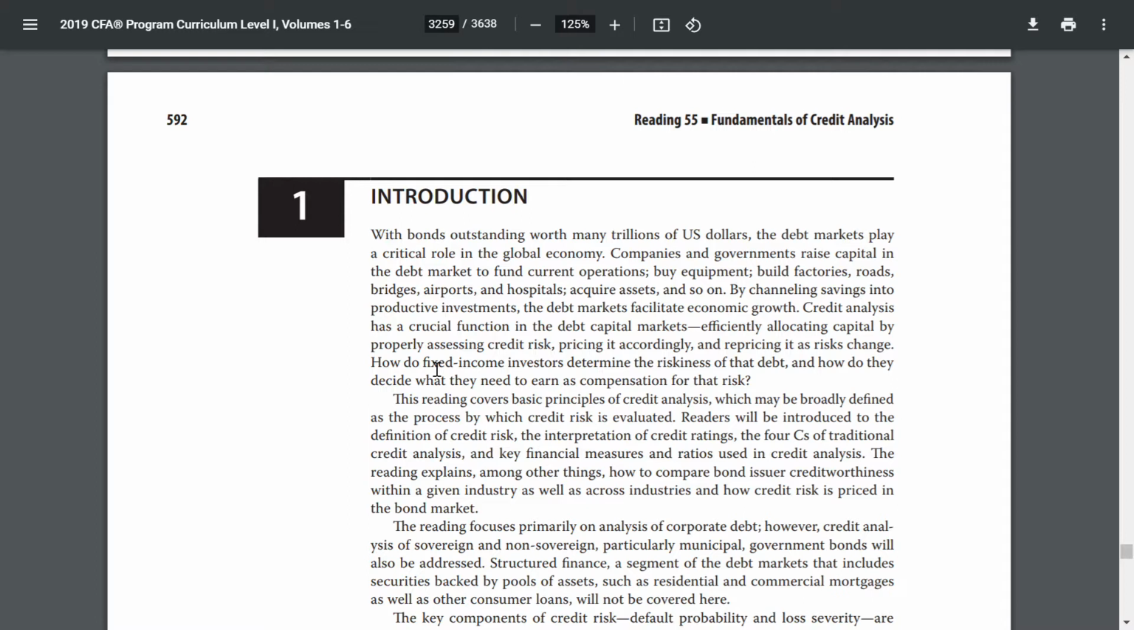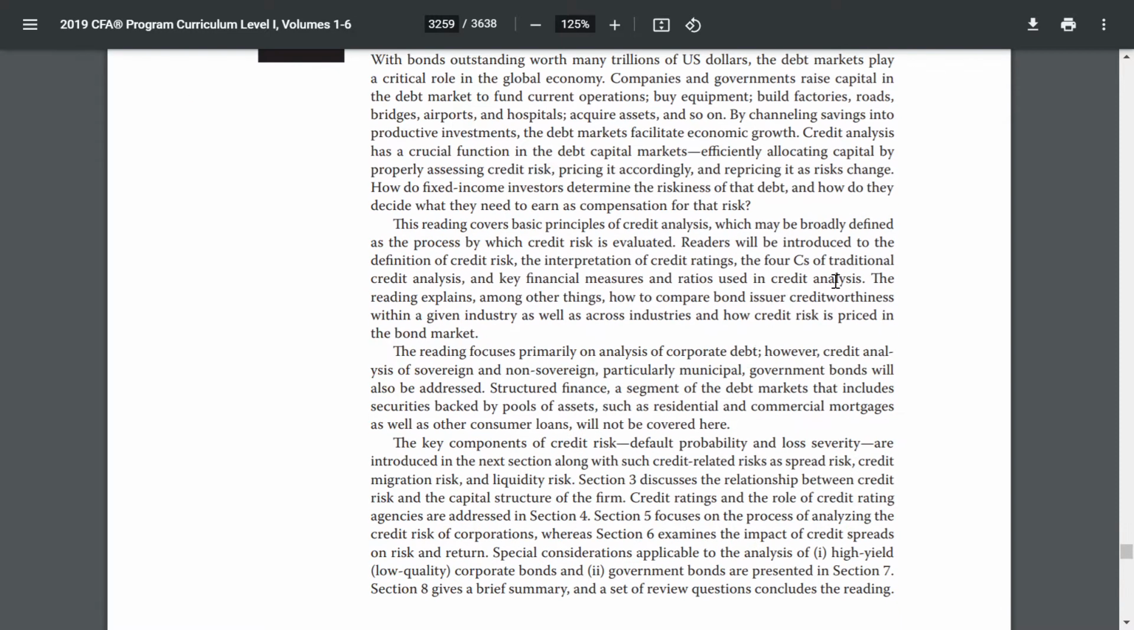How do fixed income investors determine the riskiness of debt, and how do they decide what they need to earn as compensation for that risk? This reading covers the basic principles of credit analysis, which may be broadly defined as the process by which credit risk is evaluated. Readers will be introduced to the definition of credit risk, interpretation of credit ratings, the 4Cs of traditional credit analysis, and the key financial measures and ratios used in credit analysis. The reading explains, among other things, how to compare bond issuers' creditworthiness within a given industry, as well as across industries, and how credit risk is priced in the bond market.